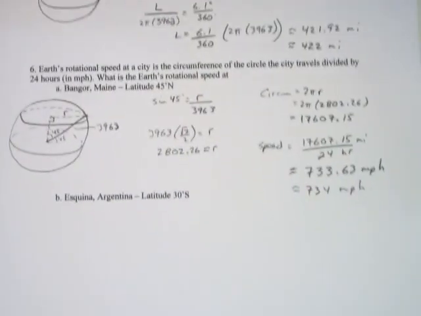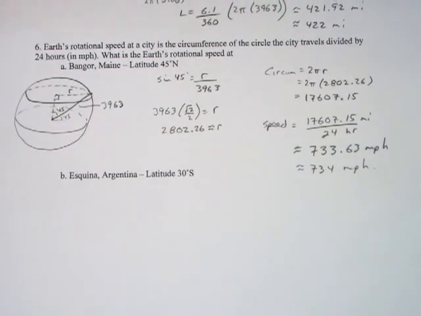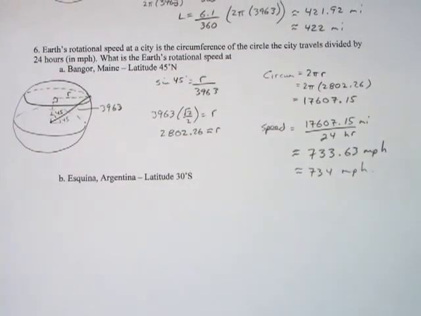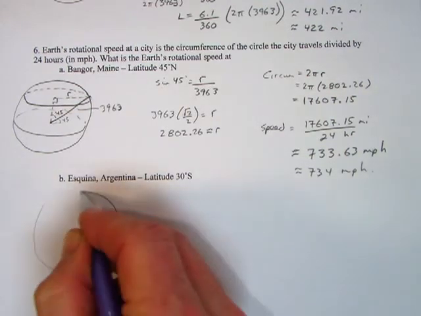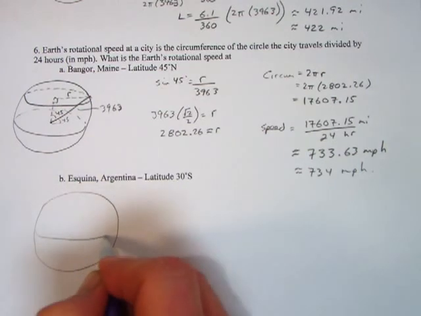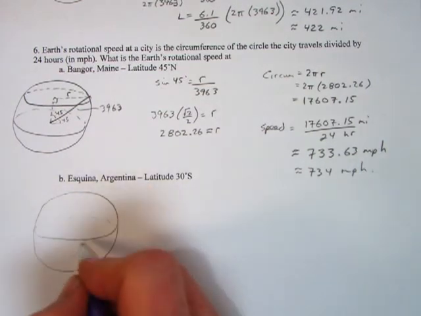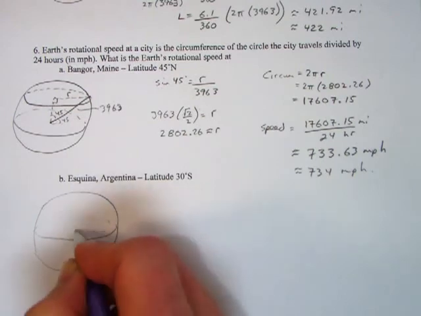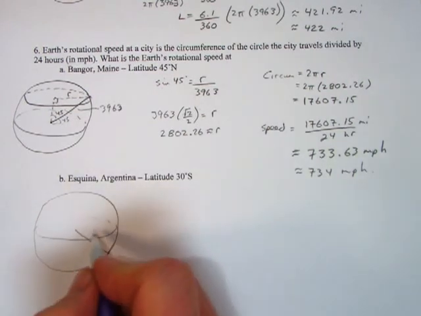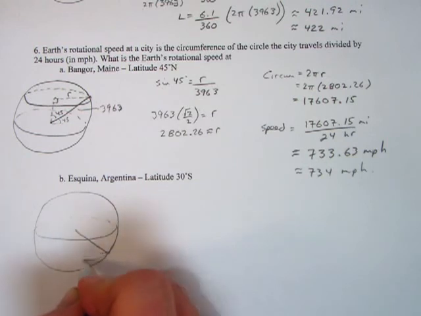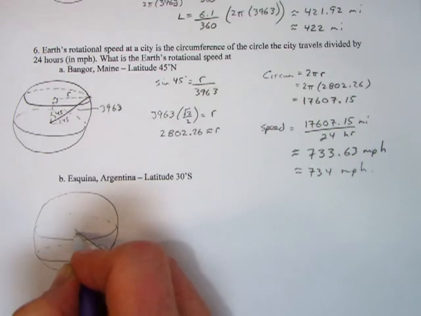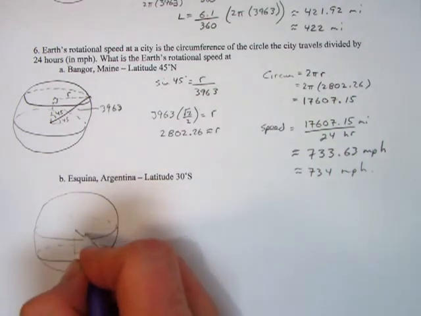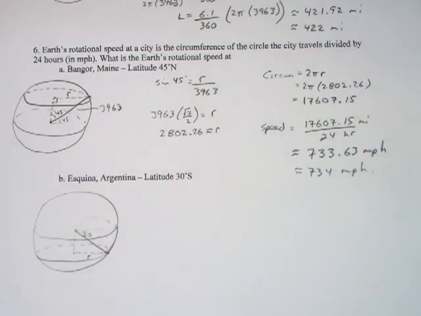The last one is very similar, except this time you are going to be dealing with the southern hemisphere. So it's going 30 degrees south, and we will have its circle, something like this. We'll have a radius here. Now, there's a couple ways we can do it. Let me show a different way on this one.